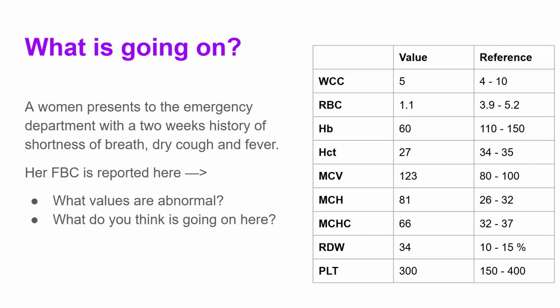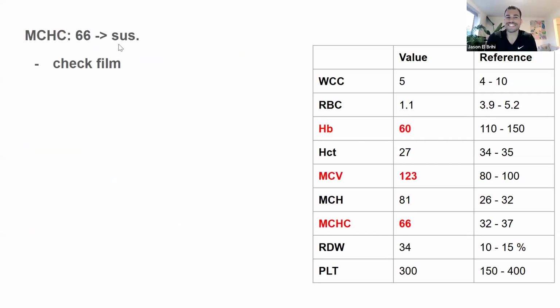Yeah. Megablastic refers to macrocytosis caused by B12 or folate deficiency. That's all good. And of all those results, does any of them seem the most sus to you? What's way out of here? The MCHC. Yeah, well done, dude. So a 66 is crazy. That doesn't seem normal to me because the normal value is 32 to 37. So something is going on. So whenever you have a raised MCHC that looks that bad, I would suggest you ask for a film. And so 66 is sus.